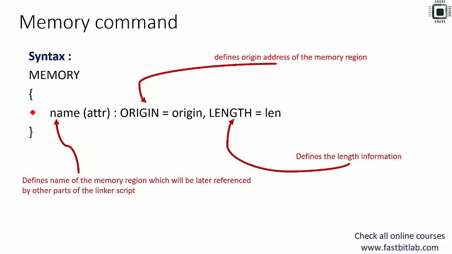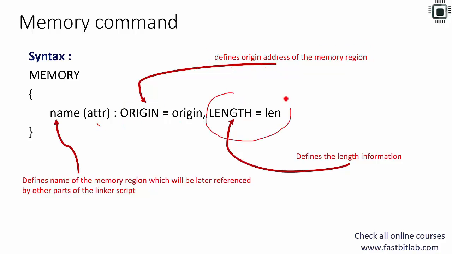By using this statement, you just give a name for a memory region which is present in your target. And after that, using this origin name, this is a standard keyword of the linker, you have to use it exactly like this. Using this, you have to mention the origin address or the start address of that memory region. That's why this defines the origin address of the memory region.